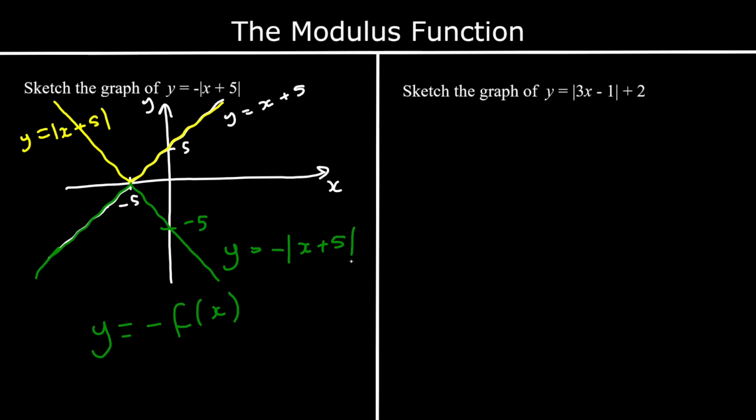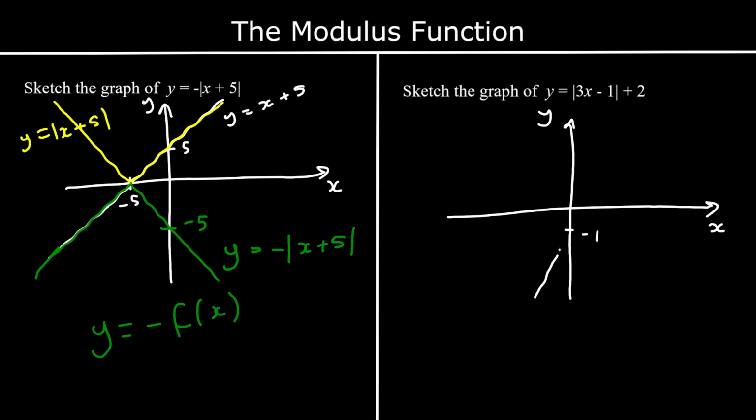One for you to try. Pause the video, give it a go. So y equals the modulus of 3x minus 1, and then plus 2 afterwards. So again, we'll do it in stages. Let's start with just 3x minus 1. So 3x minus 1 has got a y-intercept of negative 1 and a gradient of 3.